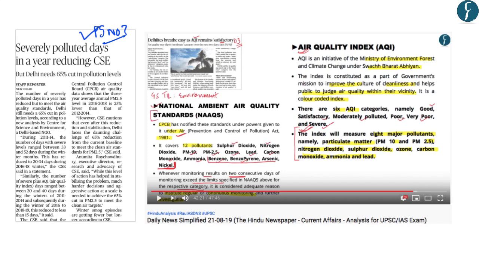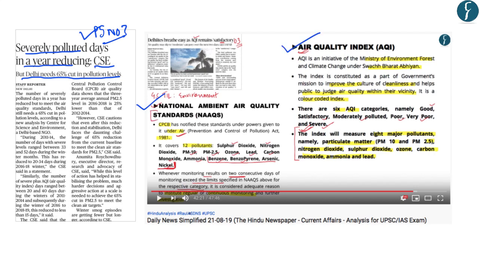Now, this article on page number 3 reads that severely polluted days in a year are reducing, according to a study by the Centre for Science and Environment, which is a Delhi-based non-governmental organization or NGO. So this study says that the severely polluted days in a year are reducing in Delhi. However, Delhi still needs to cut down 65% in its pollution levels. Now, various aspects of this study are not important. However, three important things to understand here are the National Ambient Air Quality Standards, Air Quality Index, and the SAFAR.